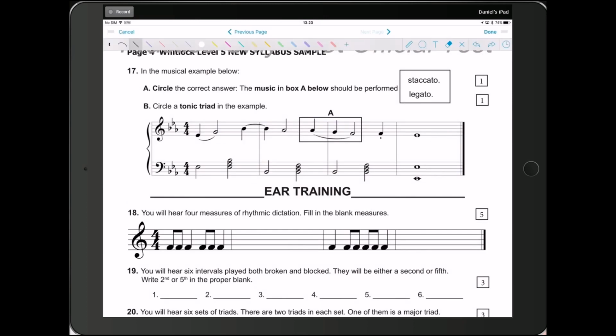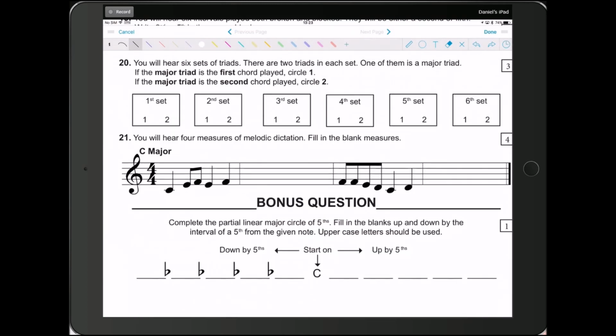I'm going to do something real quick and see if this helps y'all out. Okay, so the bonus question. I didn't say this before because I wanted to show you how to do it without the bonus question, but if you do the bonus question first, this will greatly help you out with questions 13, 14, and 15, and maybe 16, I think. Alright, so here the bonus question says, complete the linear major circle of fifths.